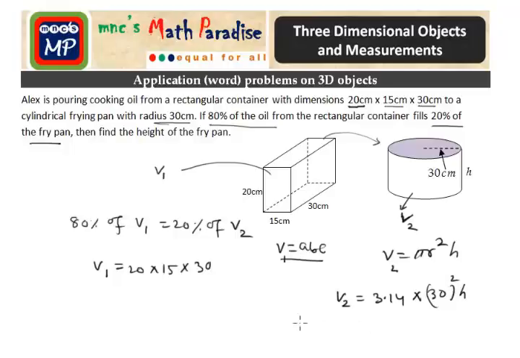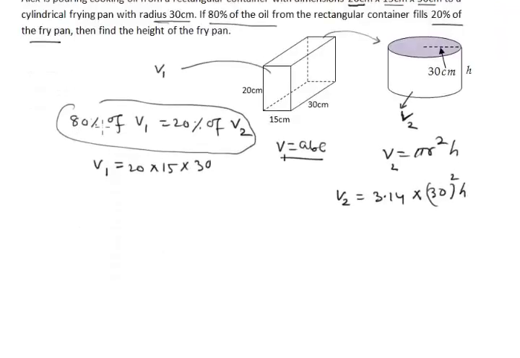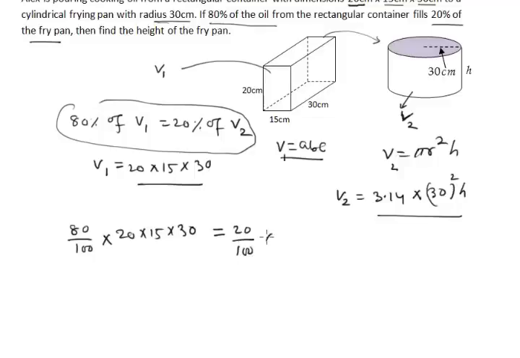times h. So if we use this relation, 80% of V1 means 80 divided by 100 times the volume for this container, that is 20 times 15 times 30, which will be equal to 20% of this total cylinder's volume. That means 20 divided by 100 of this volume, which is 3.14 times 30 squared times h. So from here we will find the height of the fry pan.